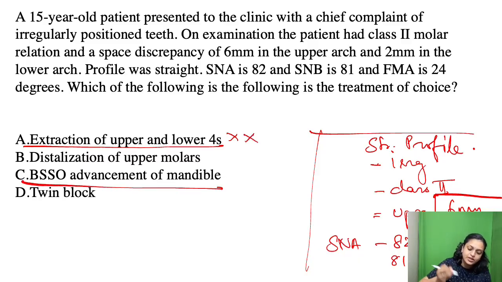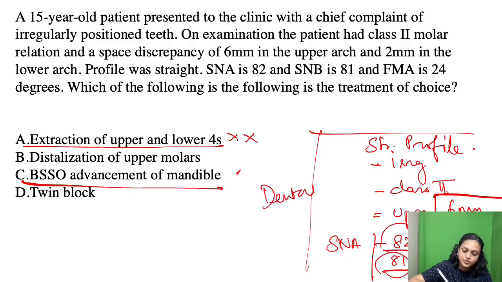Next, BSSO or advancement of the mandible. If you see surgical options, jump straight into the cephalometric values. SNA 82, SNB 81, it's normal. 82 is normal, 81 SNB is also normal. It is not a case of skeletal class 2 malocclusion, it's a dental class 2. So no surgery. Twin block: it's not a skeletal case.